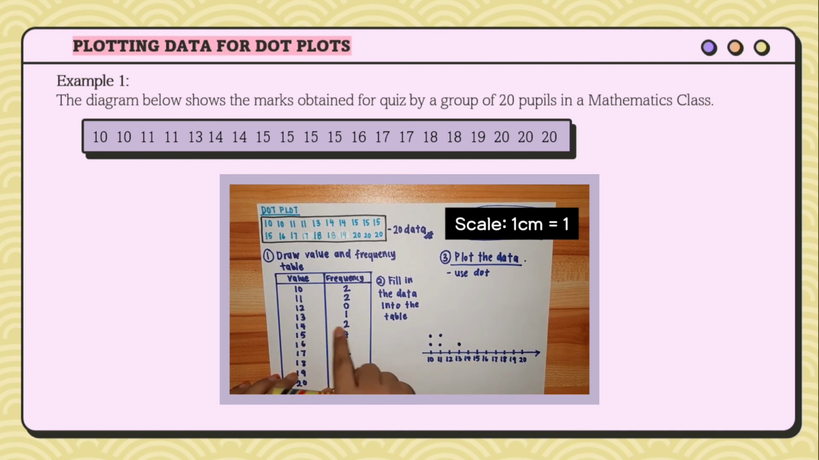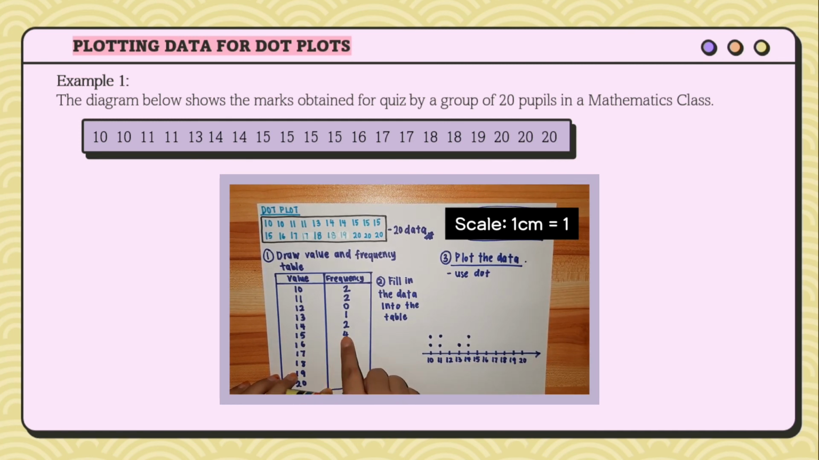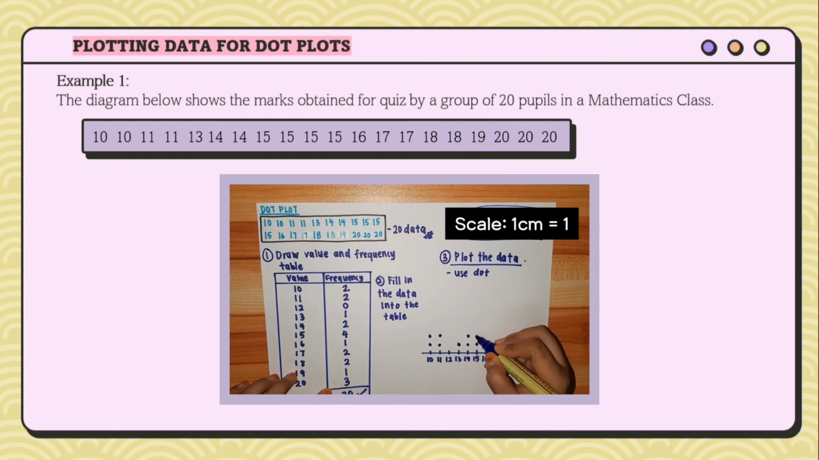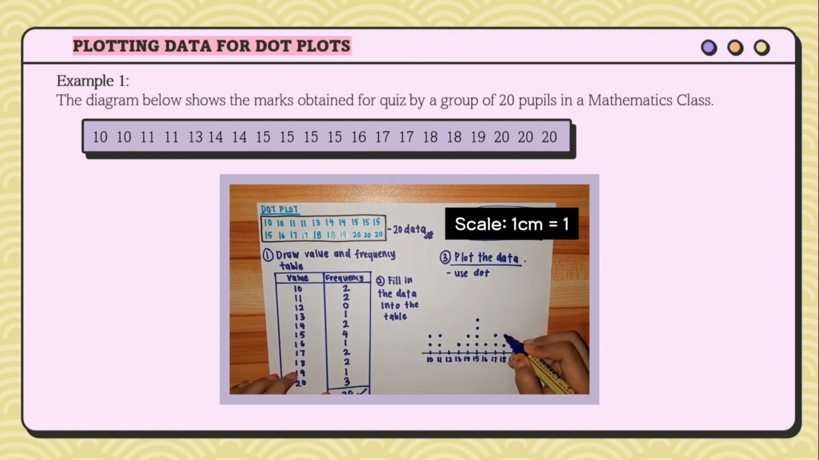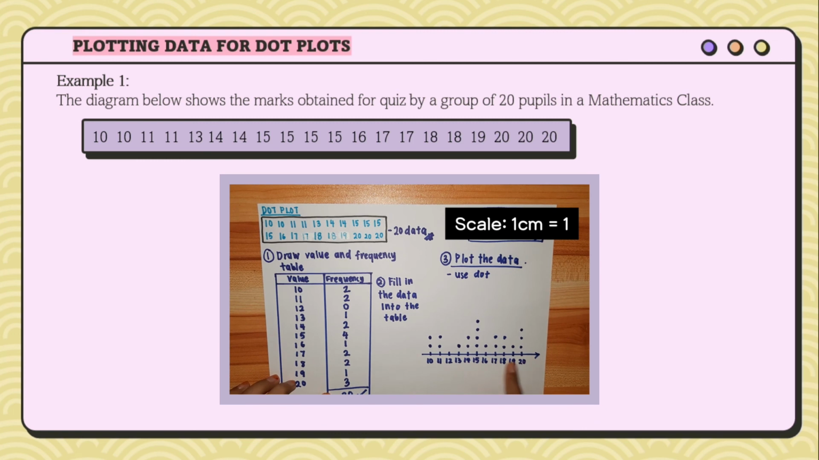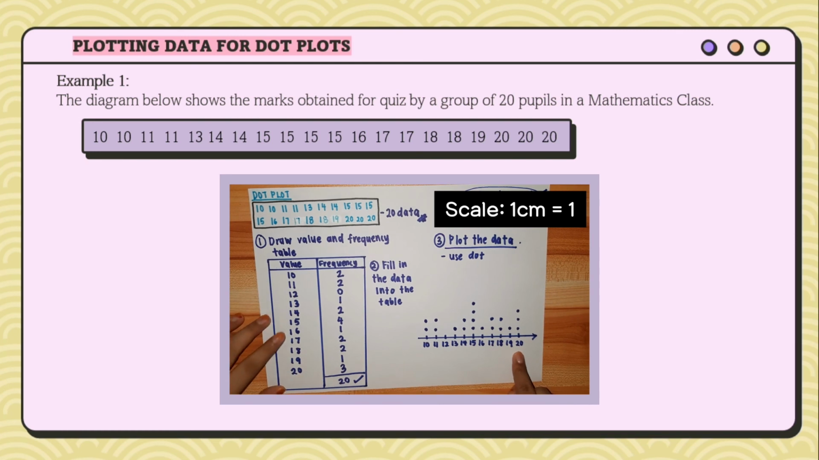13, we have 1, so 1 dot. 14, we have 2, so draw 2 dots. 15, we have 4, so we have to write down 4 dots. For 16, we have 1, so only 1 dot. 17, we have 2. Number 18, we also have 2. 19, we have 1. And the last value is 20, we have 3. So we need to draw 3 dots. This is how the dot plot looks after you are done plotting all the data or values given.